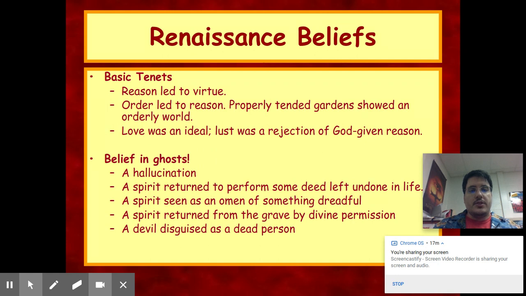So, some basic things about typical belief systems of people during this time period of Shakespeare. Order led to reason, reason led to virtue, and love was an ideal. Lust was a rejection. So people were not supposed to follow their lust, they were supposed to fall in love, which is why when the queen falls in lust with her brother in law, not only is it gross because it's her brother in law, but it's gross to everybody, Hamlet included, because it's lust. And you weren't supposed to follow your lust, you were supposed to follow love.